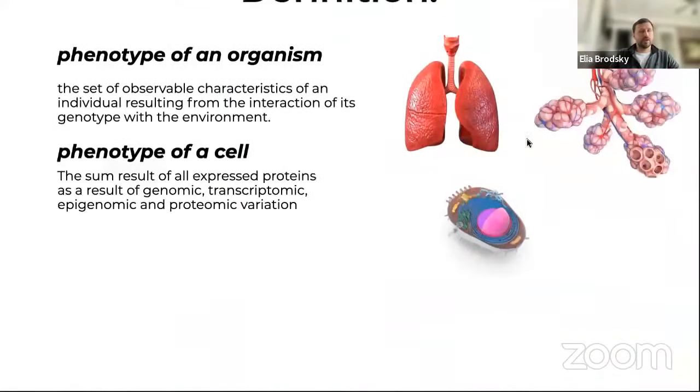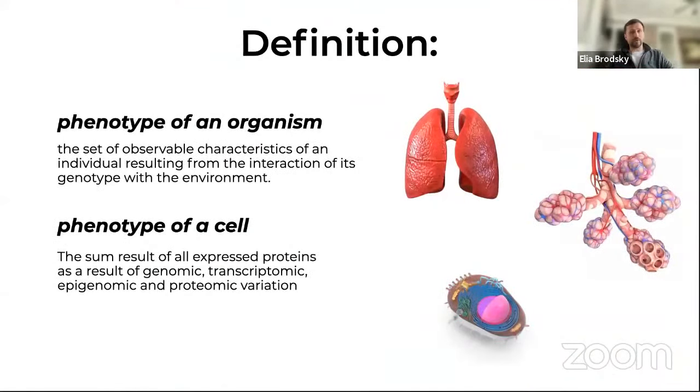So when we speak about this code, what does this code actually contain? What instructions does it contain? So the product of the code and the way that it interacts with the environment is called a phenotype.